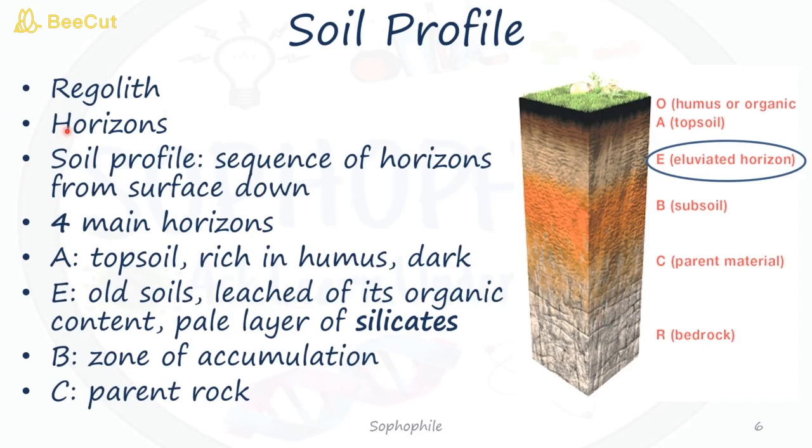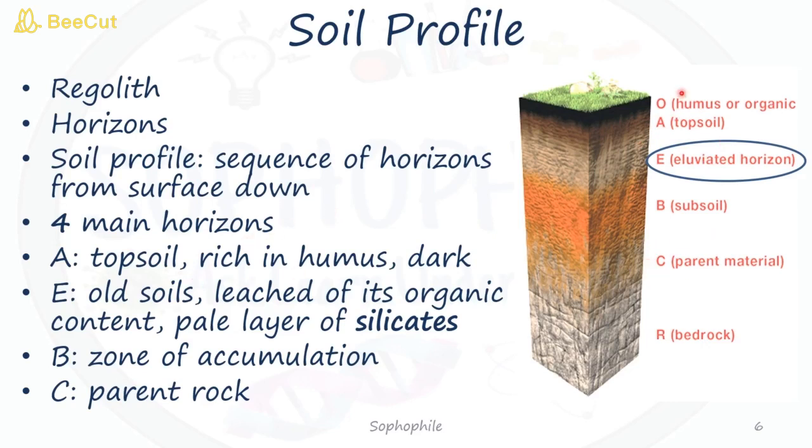Each of these horizons differs in the physical, chemical and biological composition of the soil, and combined, these horizons form the soil profile. The sequence of horizons from the surface to the bottom of the soil is known as the soil profile. There are four main horizons seen in the soil profile. They are O, A, B and C. We will look into them one by one.